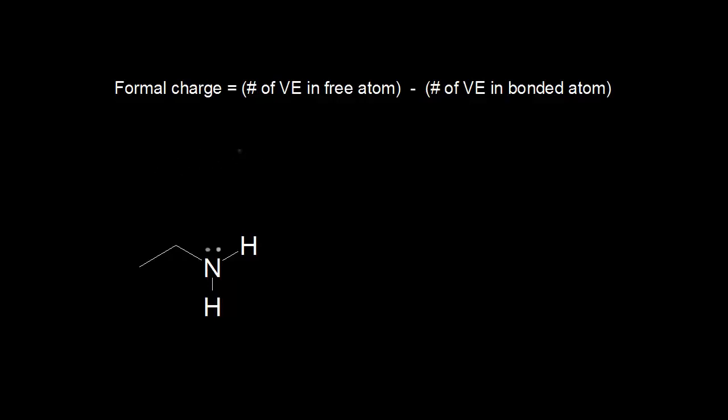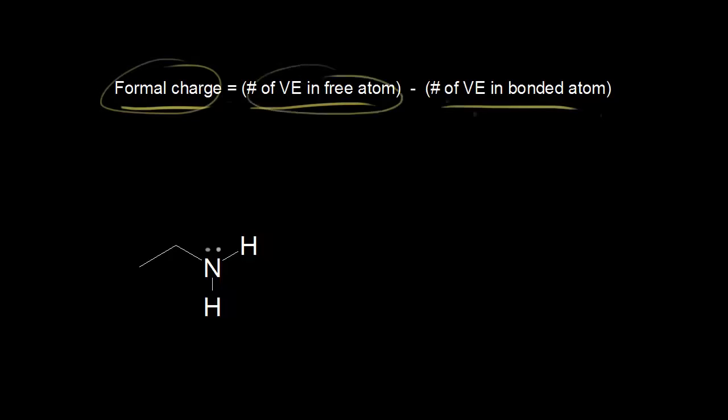In this video, we'll assign formal charge to nitrogen. And just to remind you, the definition of formal charge is equal to the number of valence electrons in the free atom minus the number of valence electrons in the bonded atom. Or another way of saying that, formal charge is equal to the number of valence electrons the atom is supposed to have minus the number of valence electrons that the atom actually has in the drawing.